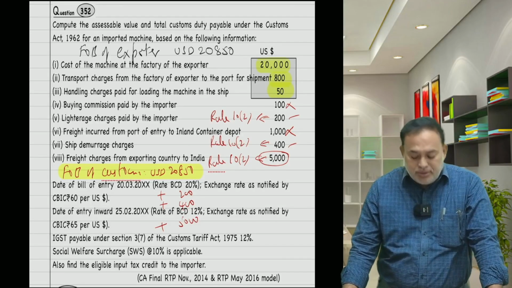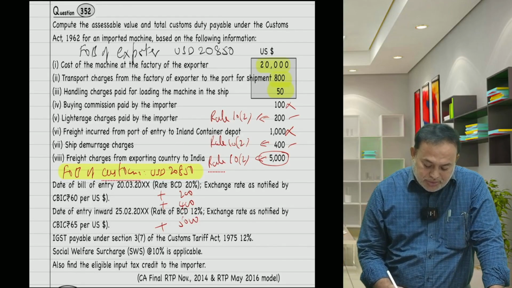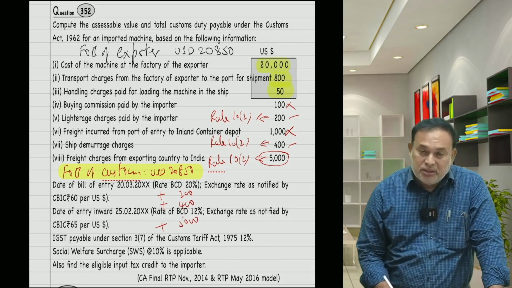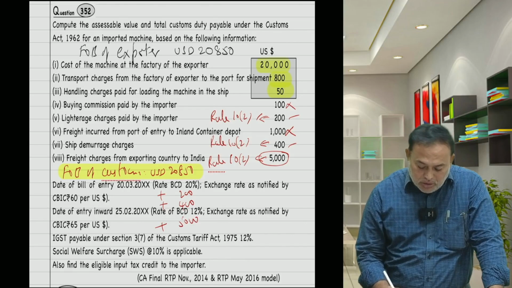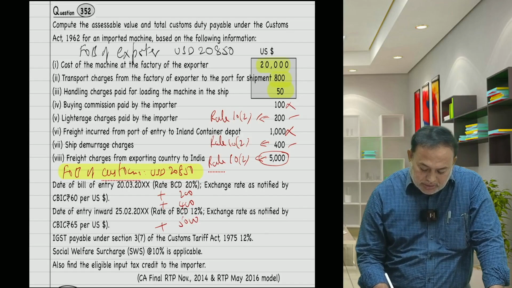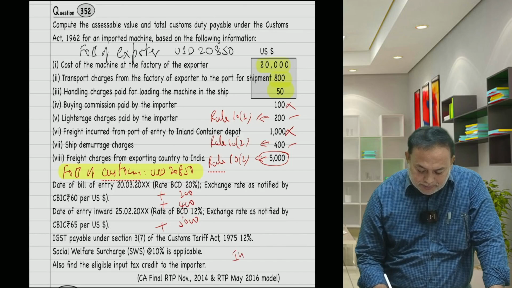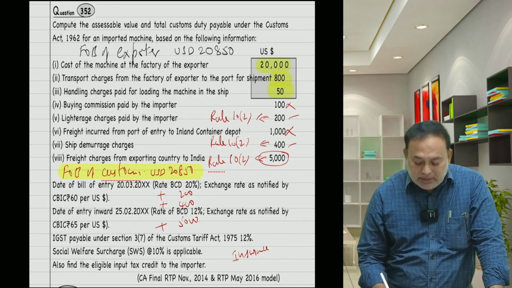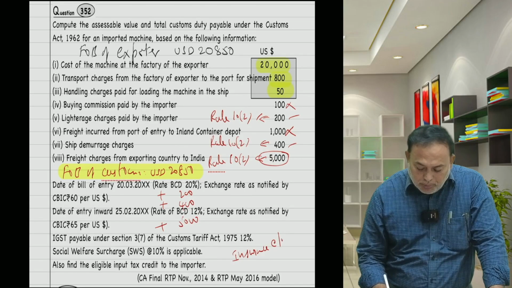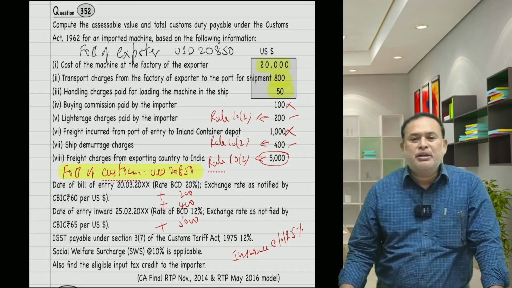In that case, you have to add insurance, without which you cannot get what? CIF value. So for insurance purpose, tell me, what rate? At the rate of 1.125%. Are you there? Are you hearing me?